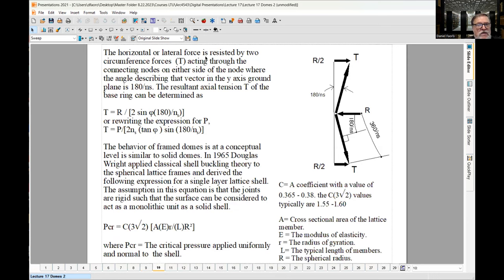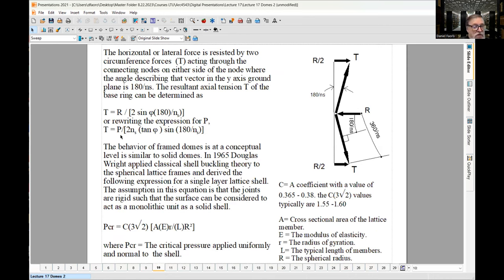The horizontal lateral thrust force, that's this one here, this one here and that one here coming at the base. T is P divided by 2 N sub S tan phi, sine phi over 180 N sub S. That's going to give us our lateral thrust. The behavior of a frame dome at a conceptual level is similar to a solid dome.